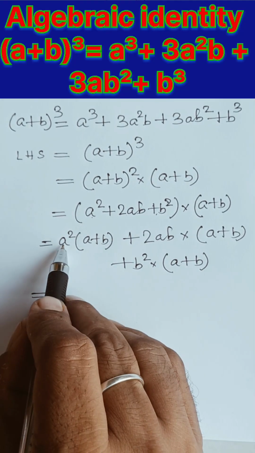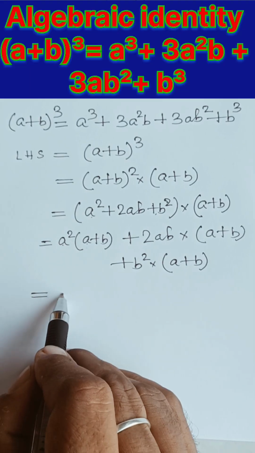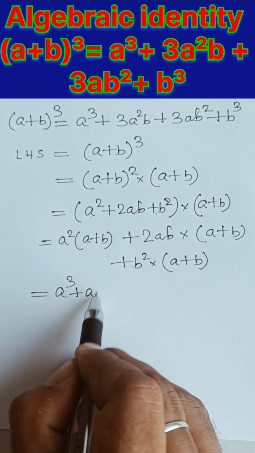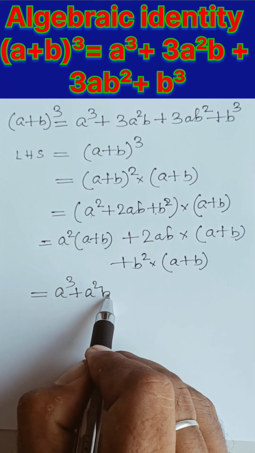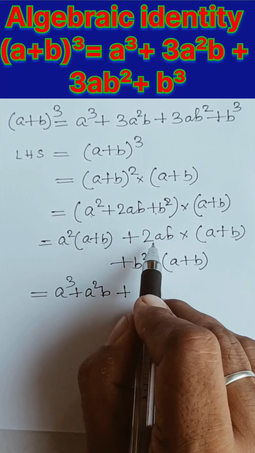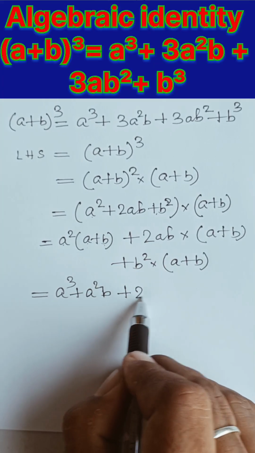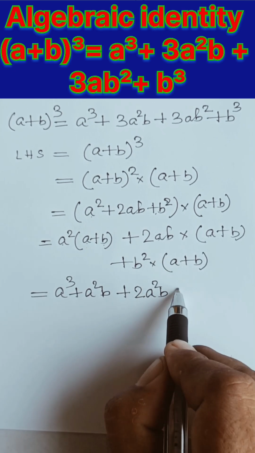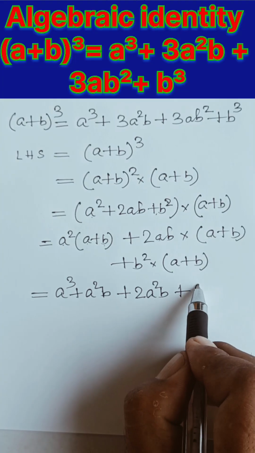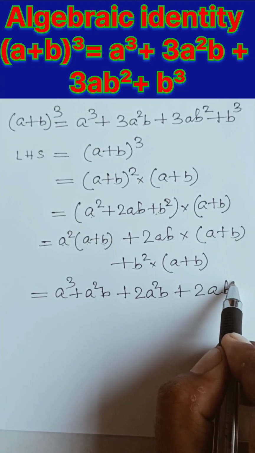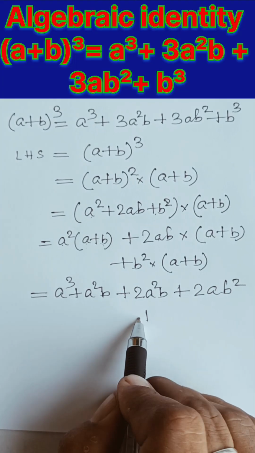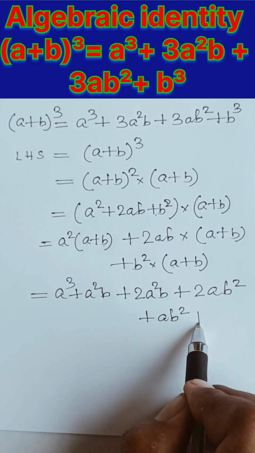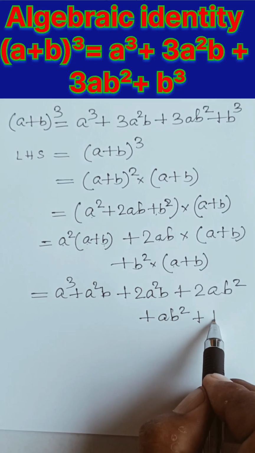Here I'll multiply a square with a, I'll get a cube. Then a square b. Here 2ab into a gives 2a square b, plus 2ab square. Here ab square, plus b square into b, that is b cube.